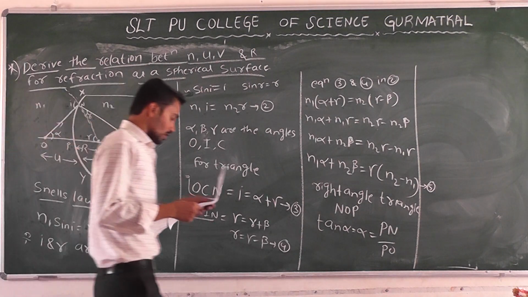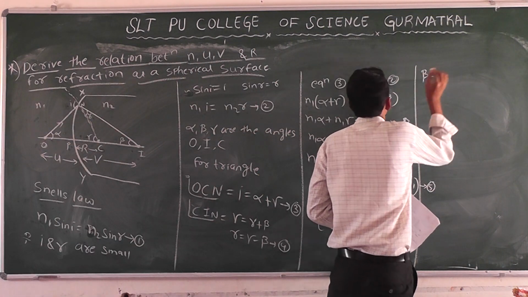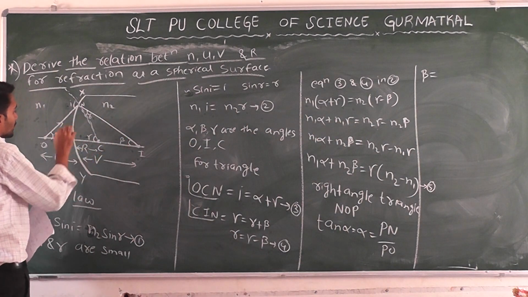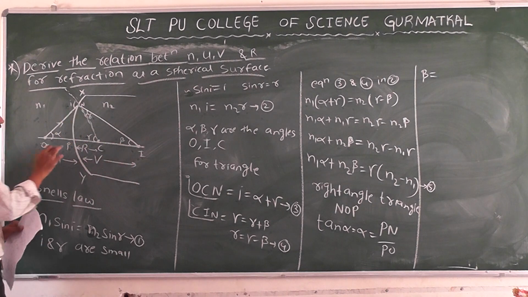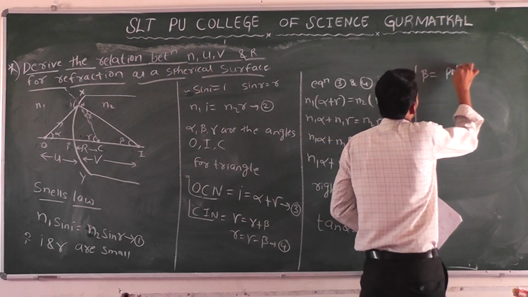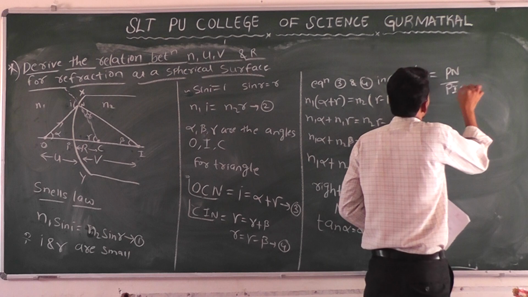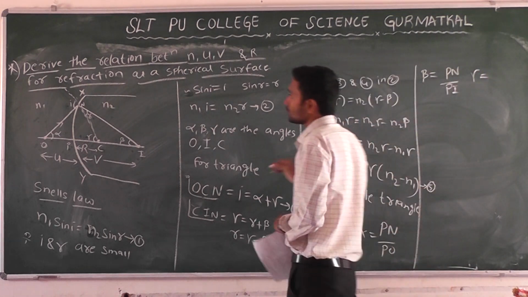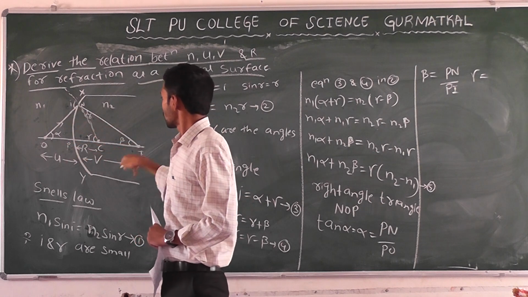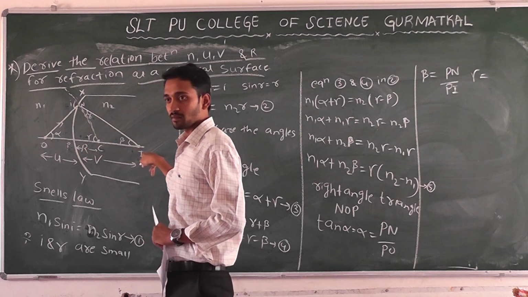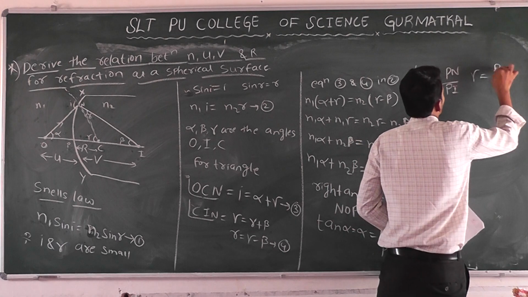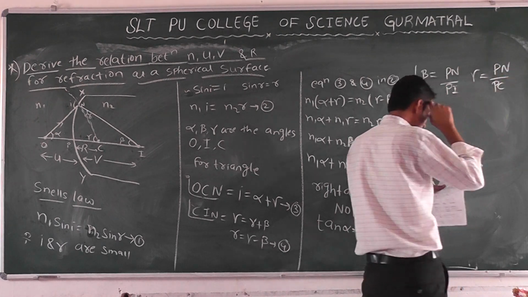Next, for the beta value: this is the angle, opposite by adjacent. Which one is the beta angle? Here the beta angle: PN by PI. Can we write PN by PI? Beta is equal to PN by PI. Where is the gamma angle? Gamma is equal to PN by PC. So beta is PN by PI, and gamma is PN by PC.